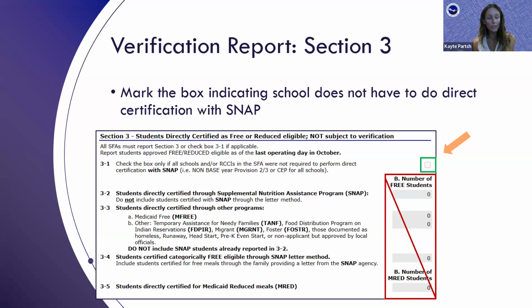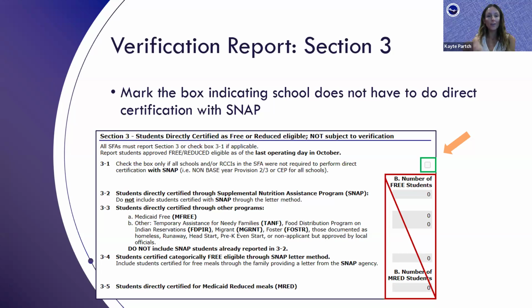You are not required to perform direct certification with SNAP, though you do, because of what I said earlier about being able to identify students and their individual eligibility, because it derives other non-meal benefits, right? You would still do it, but you're not required to do direct certification for the purpose of your child nutrition or school nutrition programs. So if you have a district that does CEP in all buildings, you're going to mark box 3-1, not required to do direct certification.